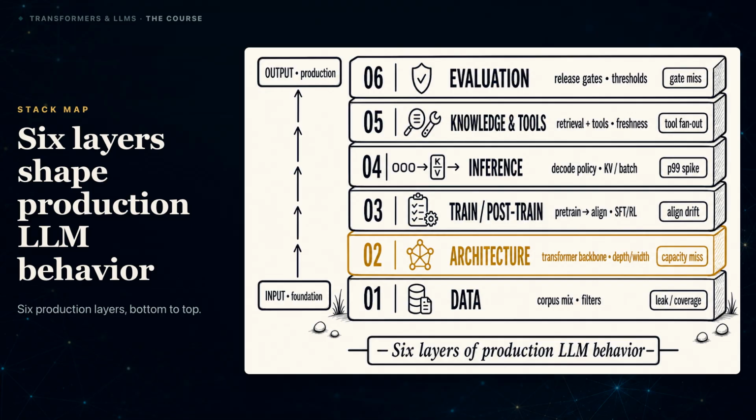Knowledge and tools determine which outside information and actions the model can use, while evaluation determines what we measure and what can be released. A problem can begin in any layer, which is why the figure places one small failure marker beside each one. The title showed which parts surround a checkpoint, while this slide shows which layers shape behavior. Next, let us look more closely at inference.